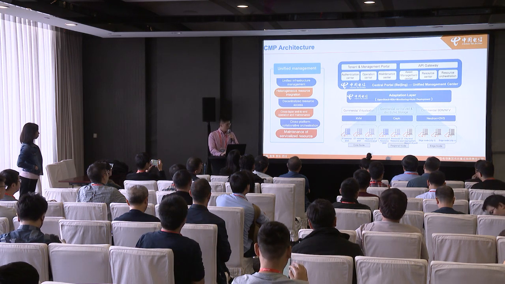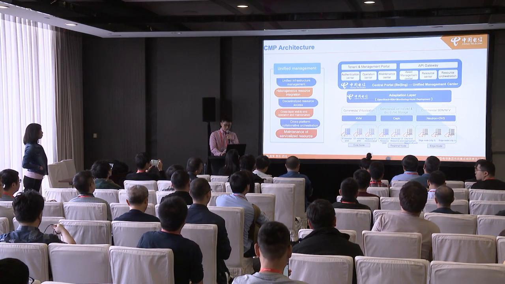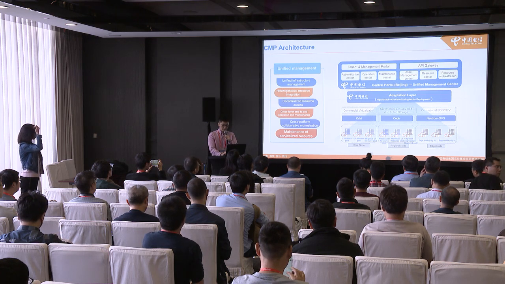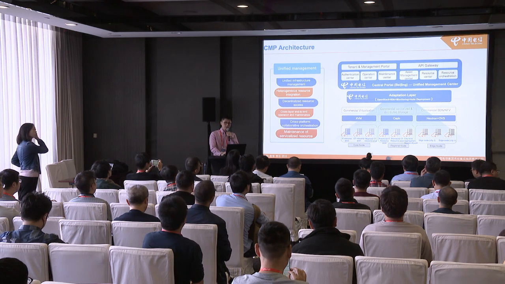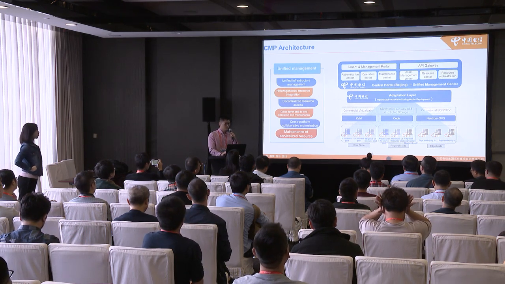So basically, OpenStack is used for managing our legacy IT resource pools and the ongoing building city cloud network resource pools. And for container resources, we have also integrated Kubernetes in our adaptation layer, and we are planning on adding the Prometheus project into our adaptation layer for monitoring purposes as well.